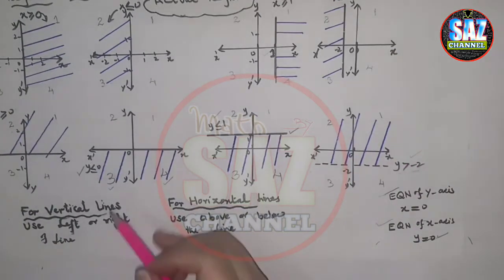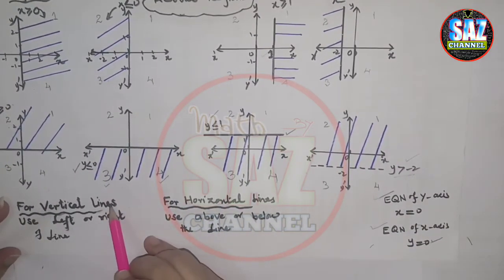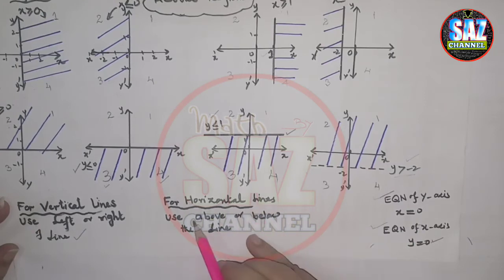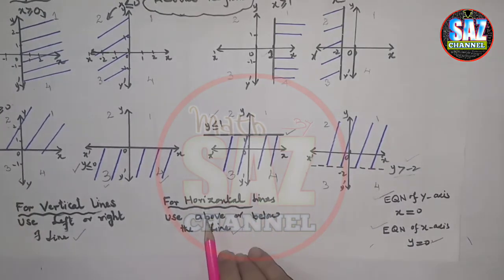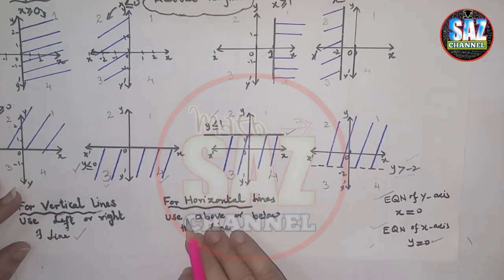So coming to the conclusion, we can see that for all vertical lines, we have to use the language left or right of the line. And for all horizontal lines, we have to use the language above or below the line. I hope through this discussion, you are clear about these types of inequalities.